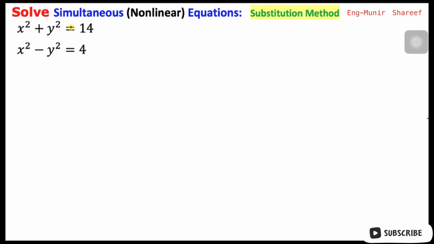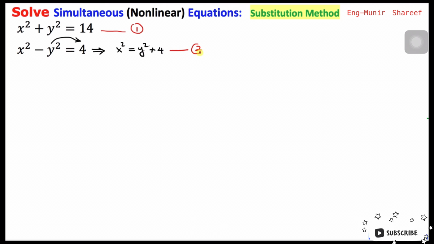Now let's get started. Let's look at the very first equation, x squared plus y squared equal to 14. I am going to call it equation number 1. And let's tweak the second equation. I can write this second equation by just moving this y squared to the other side, and this is going to be written as x squared equal to y squared plus 4. All right, and I am going to call this one equation number 2.